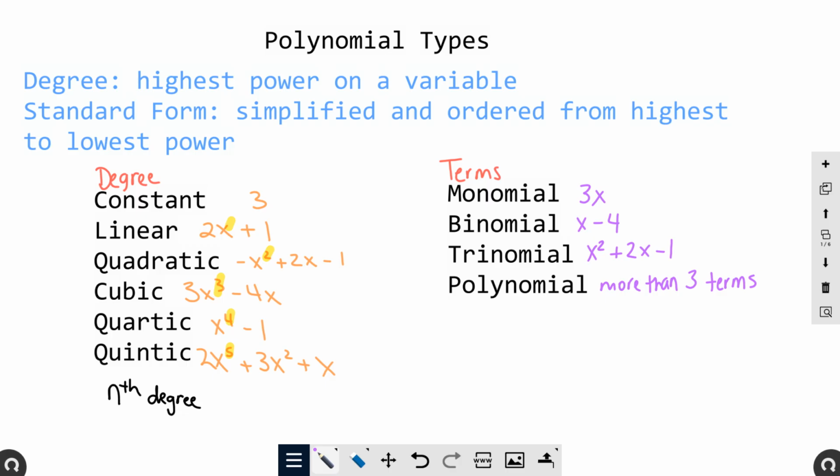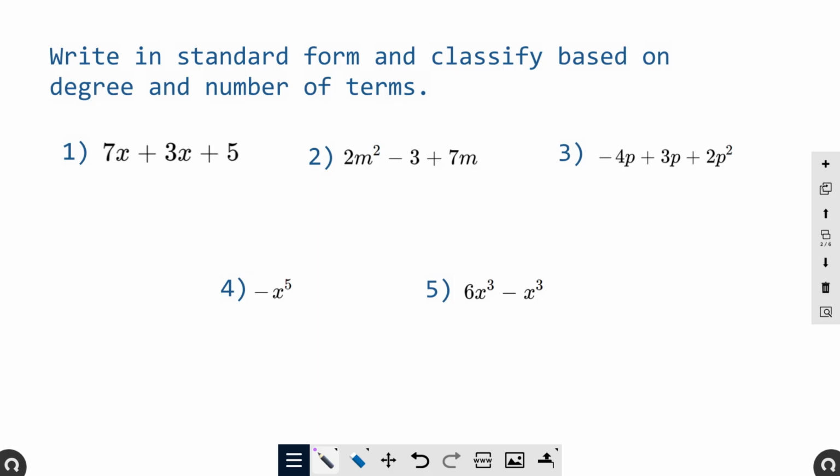So standard form is after you simplify and you order your polynomial from the highest power down to the lowest power. You guys probably remember doing that in Math 2. So let's do some examples. So write down those instructions and then you can copy down these problems. Save maybe a line or two between each one. We're going to write it in standard form and name them.